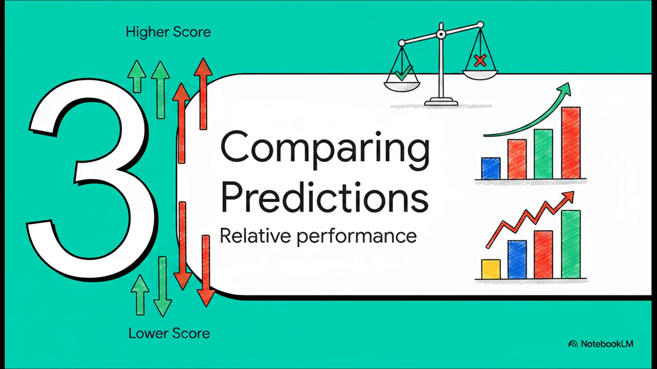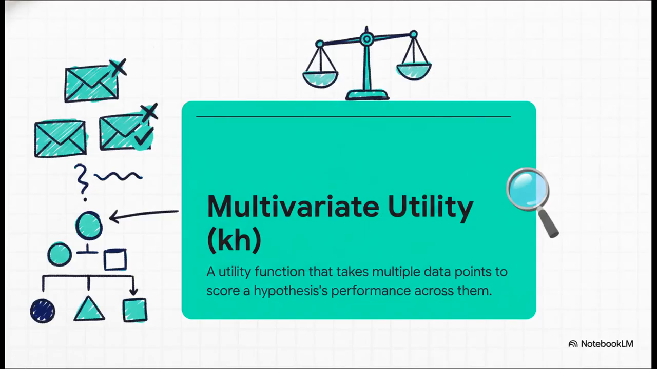But think about it. Is right or wrong always enough? Sometimes what we really care about is the order of things. Like in a search engine, you don't just want a list of correct results. You want the absolute best result right there at the top. This is where we have to move beyond scoring just one prediction at a time. And to do that, we need what's called a multivariate utility function. All that means is that it looks at more than one data point at the same time.